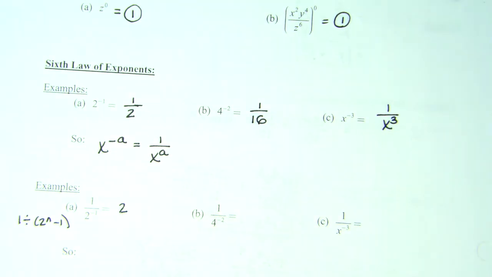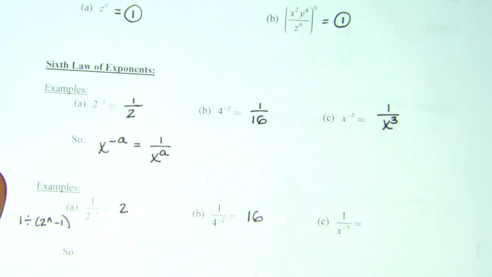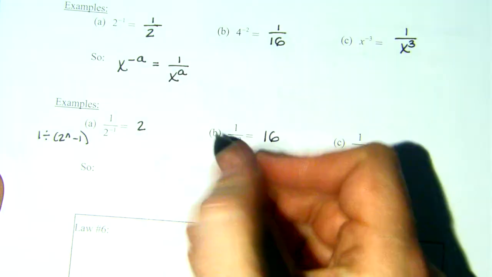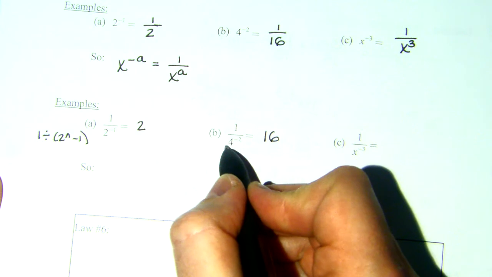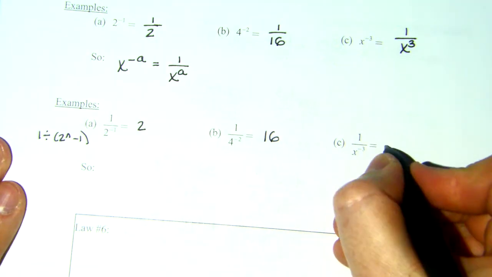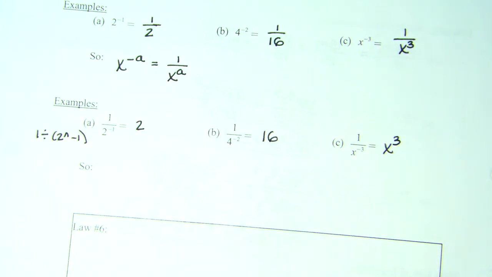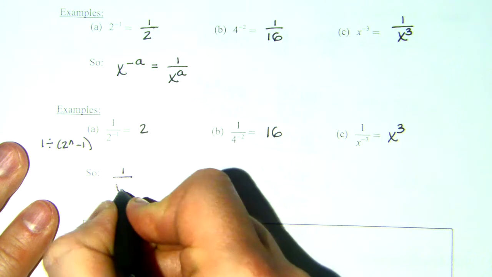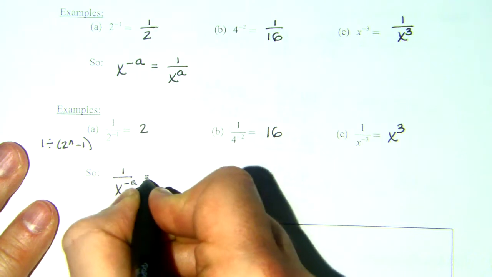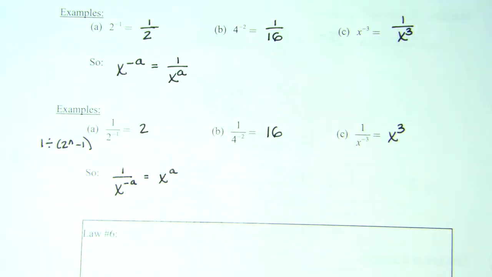How about B, 1 over 4 to the negative 2? I think your calculator should be telling you 16. Basically, I'm pretending like it's a positive exponent and moving it from the denominator to the top. So 1 over x to the negative 3 is just regular x to the third. Therefore, if I have a negative exponent in the denominator, 1 over x to the negative a, I'm going to get just x to the a.